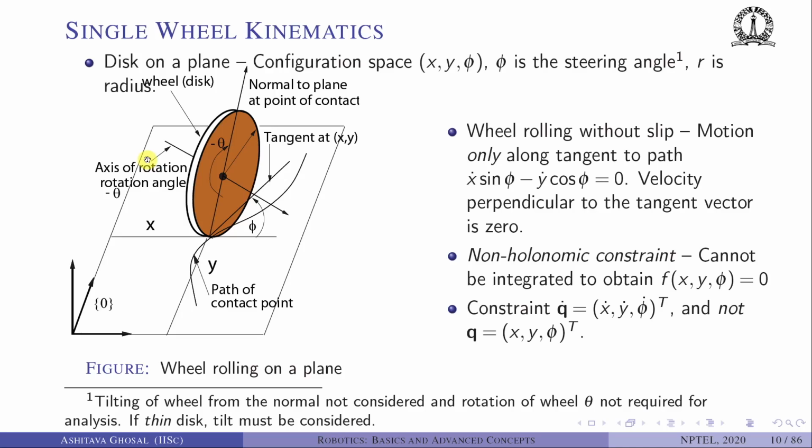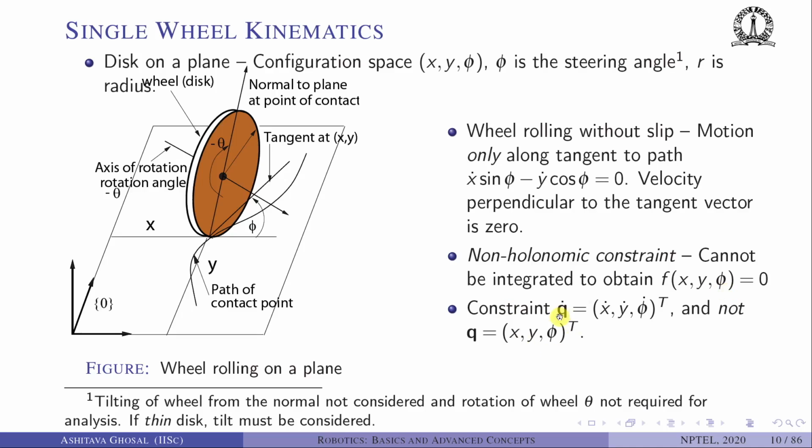Okay, this is the basic equation of a single wheel or a disk which is rolling on a plane without slipping. This is a non-holonomic constraint. What do we mean by non-holonomic constraint? We cannot integrate this equation and obtain an expression like f(x, y, phi). If it were integrable, then it is just a normal holonomic constraint.